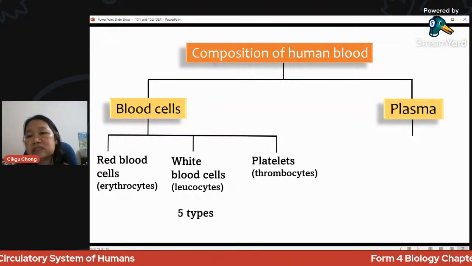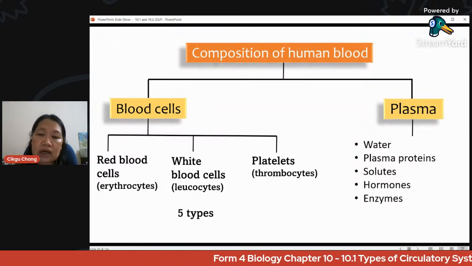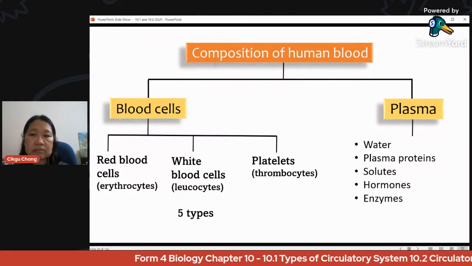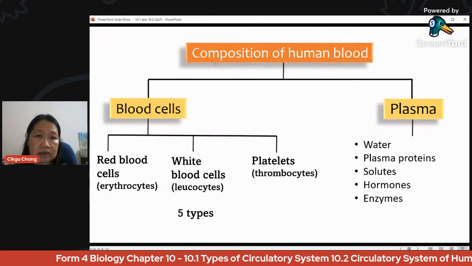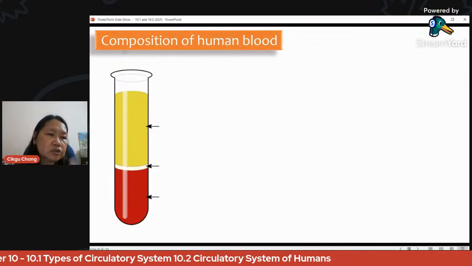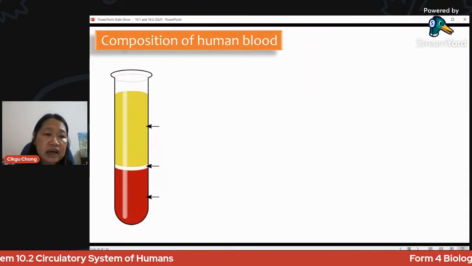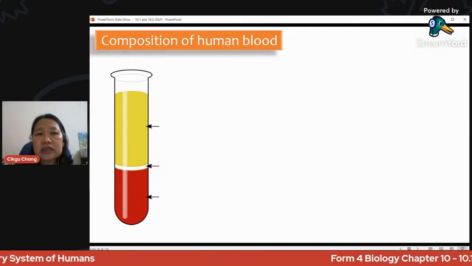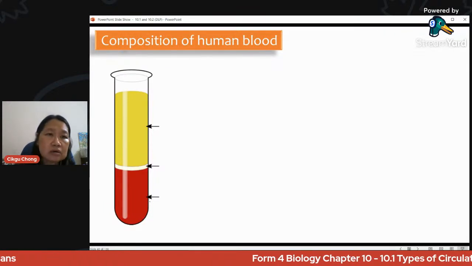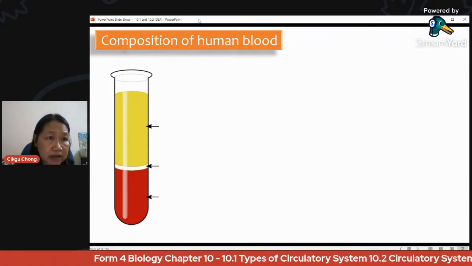And plasma, what is in the plasma? You have water, plasma proteins, solutes, and hormones and enzymes. These are the things that make up your plasma. Now human blood, how do you get this blood in two layers? If you draw out blood, you see everything is red, right? But actually, you can separate the component that you call the plasma. The yellow color here is the component called the plasma.